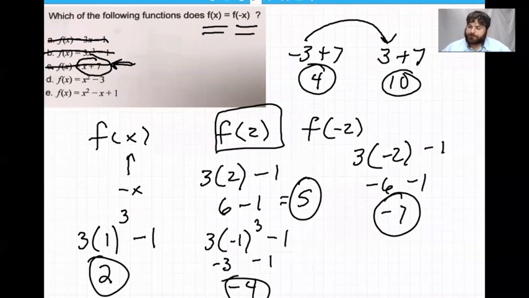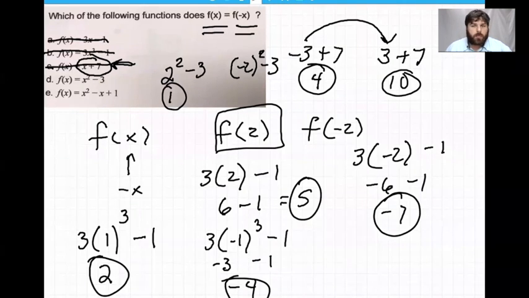All right, let's try D. X squared, we can pick something like 2 for x. So 2 squared minus 3. We're going to compare that to negative 2 squared minus 3. We plugged in a 2, and we plugged in a negative 2. When we do 2 squared, we get 4, and 4 minus 3 is 1. When we do negative 2 squared, we get 4, and 4 minus 3 is 1. So in D, f of negative x equals f of x.